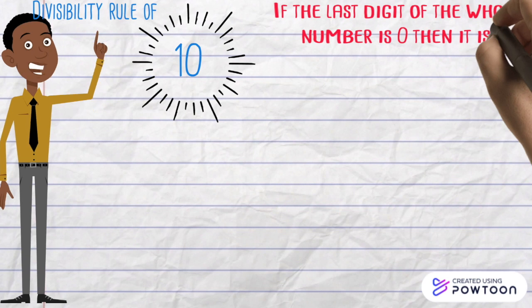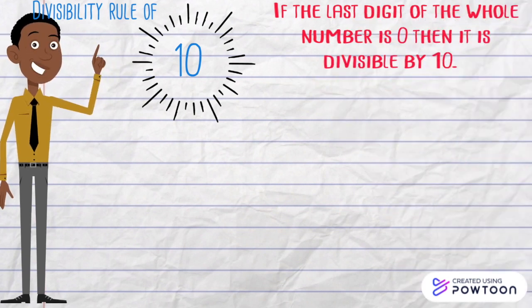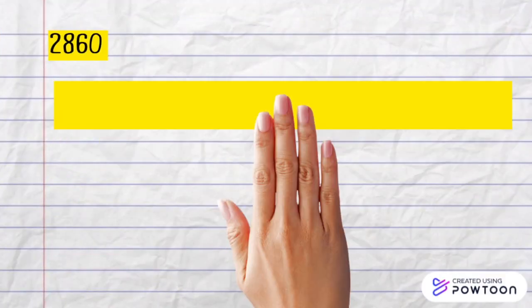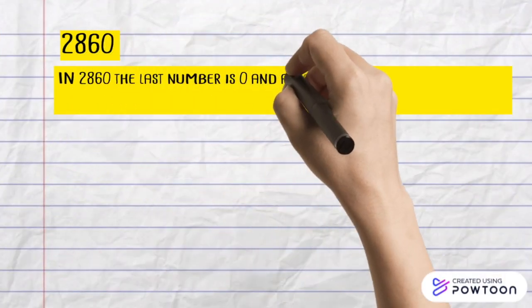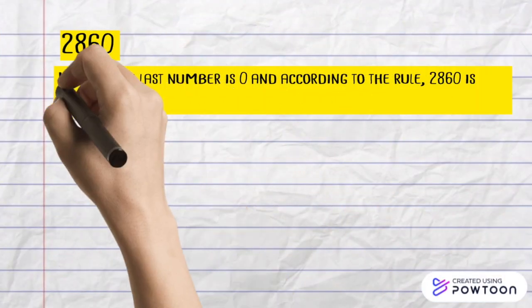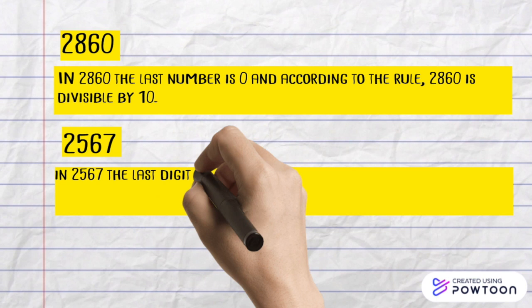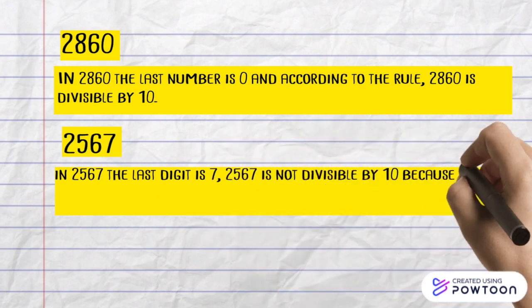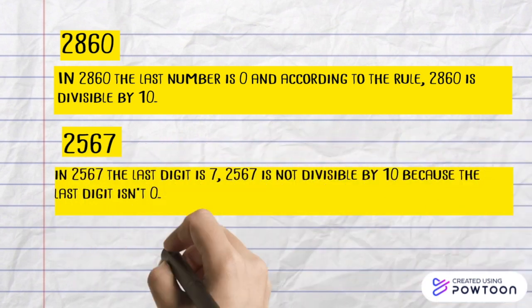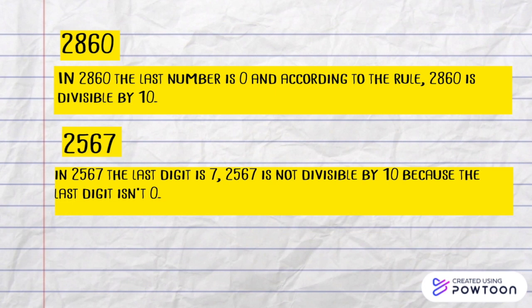For the divisibility rule of 10, if the last digit of the whole number is 0, then the whole number is divisible by 10. In 2860, the last digit is 0, and according to the rule, 2860 is divisible by 10. In 2567, the last digit is 7, and 2567 is not divisible by 10 because the last digit isn't 0.